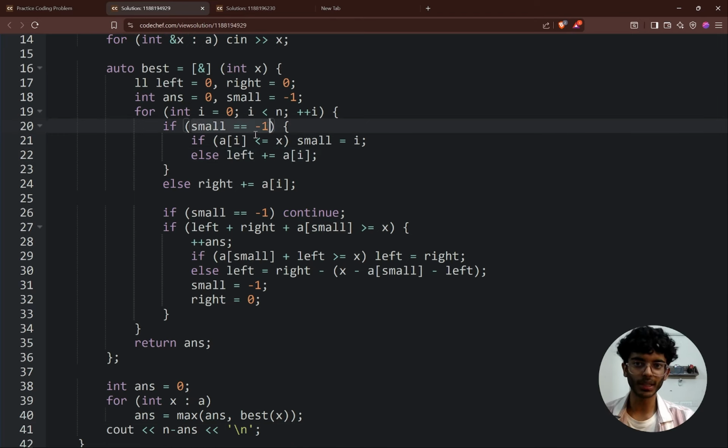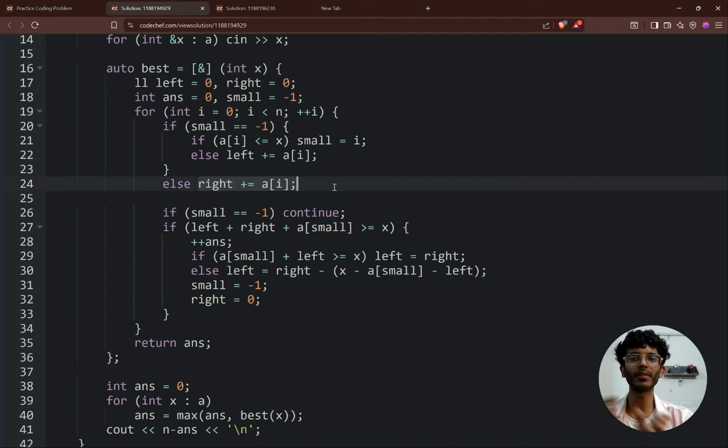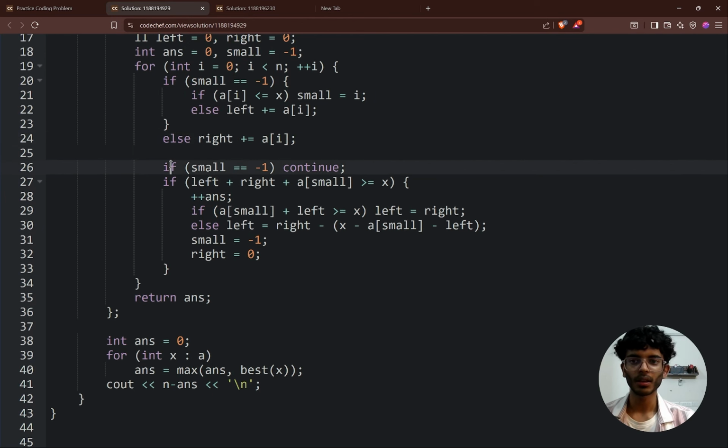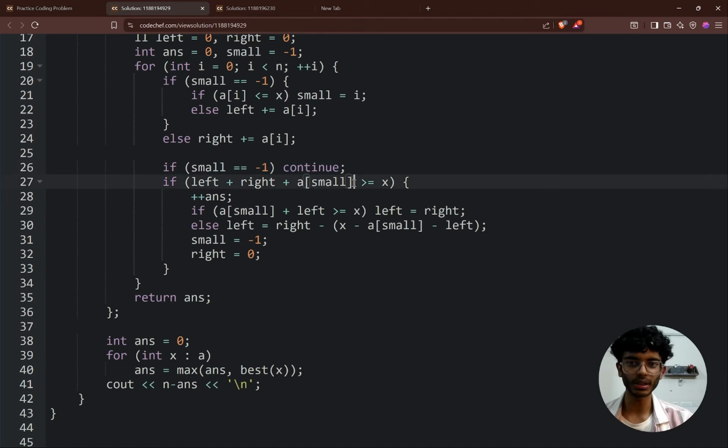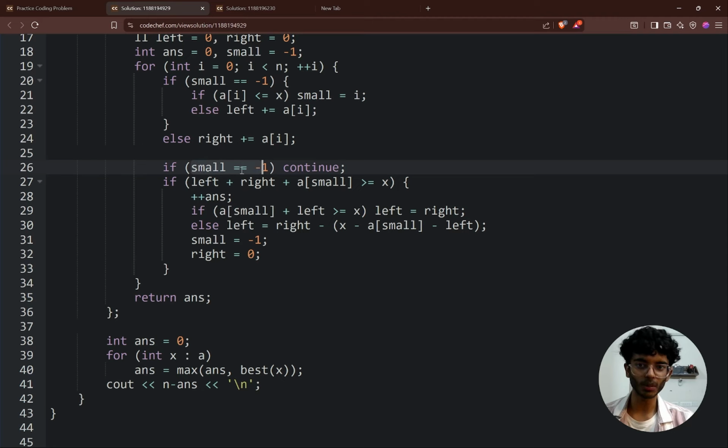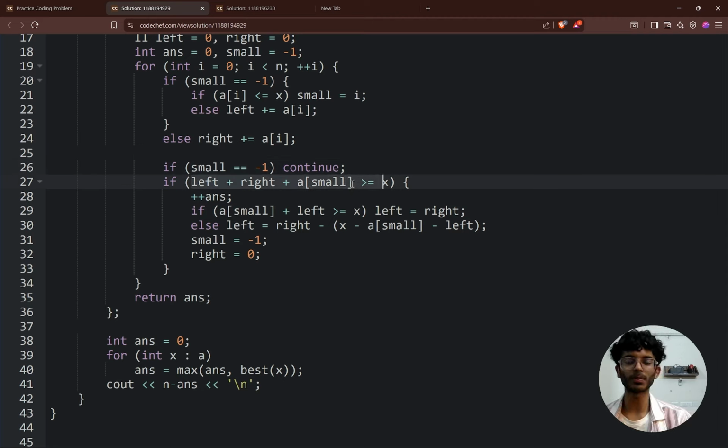Otherwise, if it is not minus 1, that means we already have a smaller candidate, but we're still trying to gather more units of juice to give it to that small index. So we'll increase the right with a of i. Now, if our small is equal to minus 1, we'll continue because we don't have any small index yet, so it's useless to check if we can fill in that small index or not. Or if our small is not minus 1, we'll check can we fill up that small index.